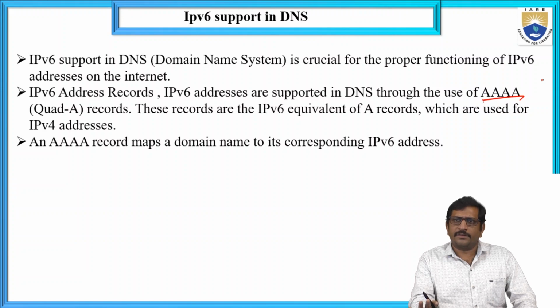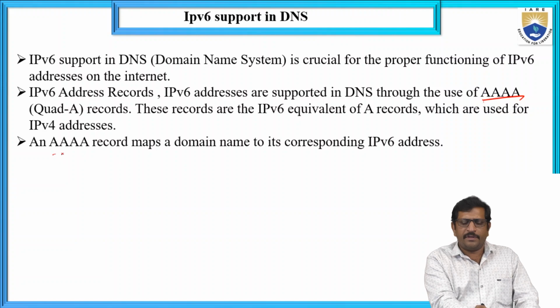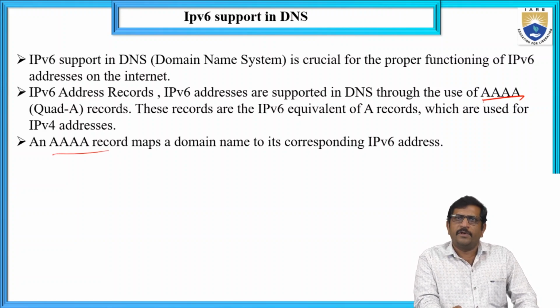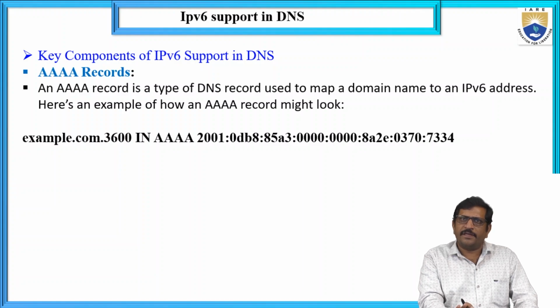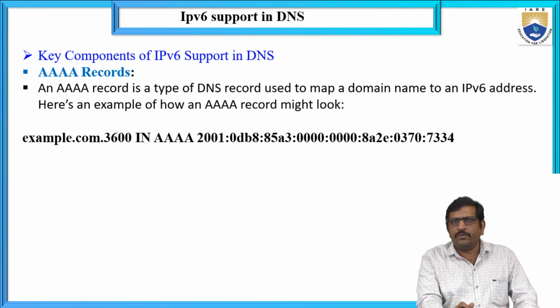With the help of these records we can identify a device, through its IPv4 address and IPv6 address. The AAAA record maps the domain name to its corresponding IPv6 address. In IPv6 support in the Domain Name System, the key component we can consider first is the AAAA record. It is one type of DNS record at the server side, and it can be used to map a domain name to an IPv6 address.